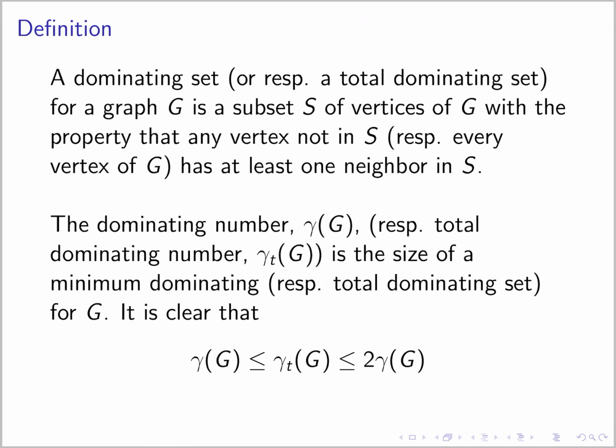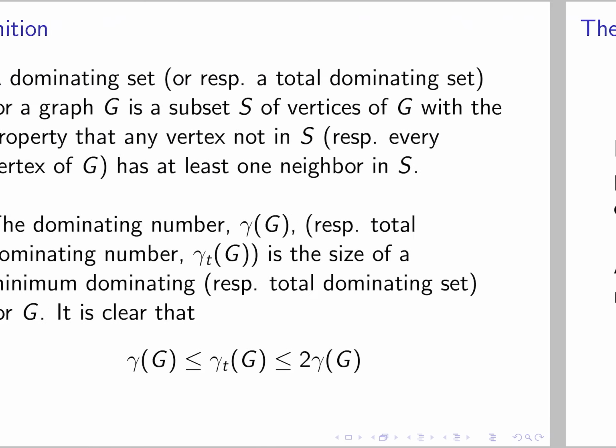A dominating set, respectively a total dominating set, for a graph G is a subset S of vertices of G with the property that any vertex not in S, respectively every vertex of G, has at least one neighbor in S. The domination number gamma of G, respectively total domination number gamma t of G, is the size of a minimum dominating, respectively total dominating, set for G. It is easy to show that gamma of G is less than or equal to gamma t of G, which is less than or equal to 2 times gamma of G.